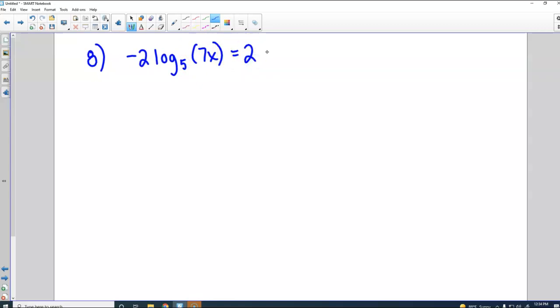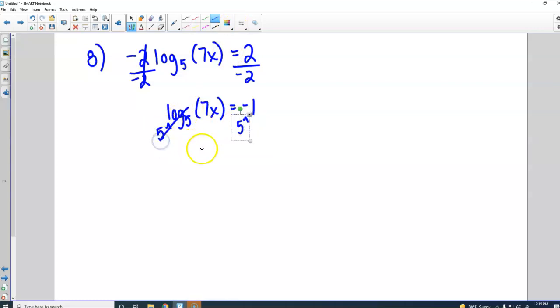Okay, so for number 8, what would you do first, Zach? Okay, and how do we do that? Good. You could pull it in as an exponent, but that's going to make things way too complicated. So divide it off. Log base 5 of 7x equals negative 1. All right. What would we do next? Okay. 5 raised to that power, right? All right, and that cancels out our log. So we've got 7x equals 5 to the negative 1.